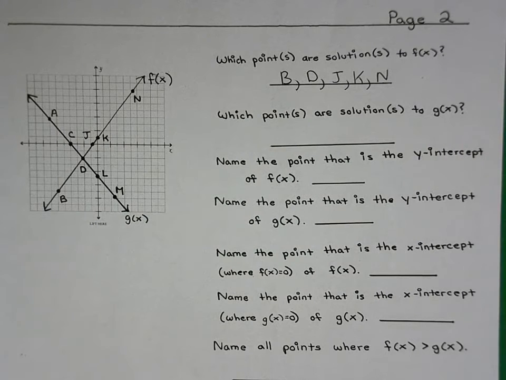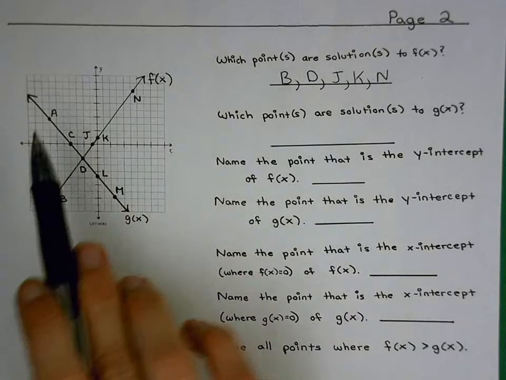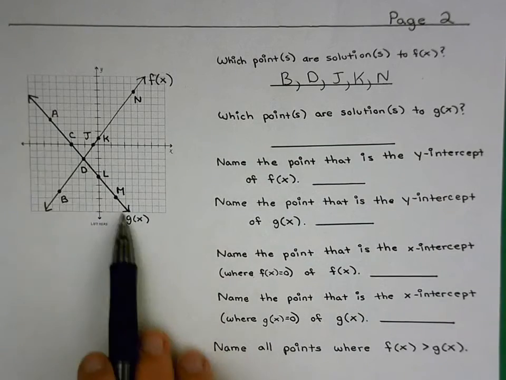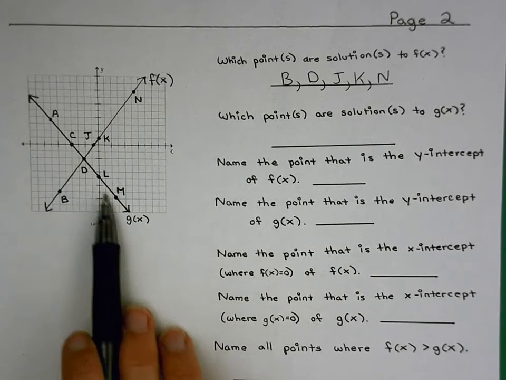Okay, next one, which points are solutions to g of x? Go ahead and see if you can answer that one. Okay, so g of x is right here. If they're solutions, they lie on g of x. We have a, c, d, l, and m.